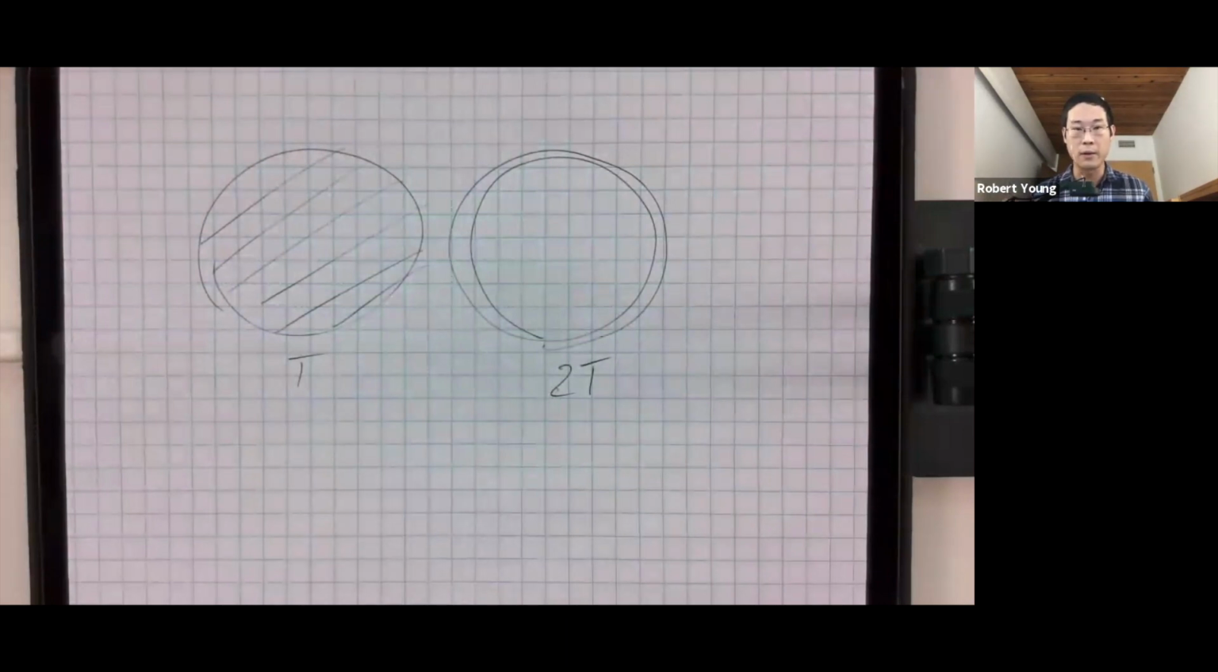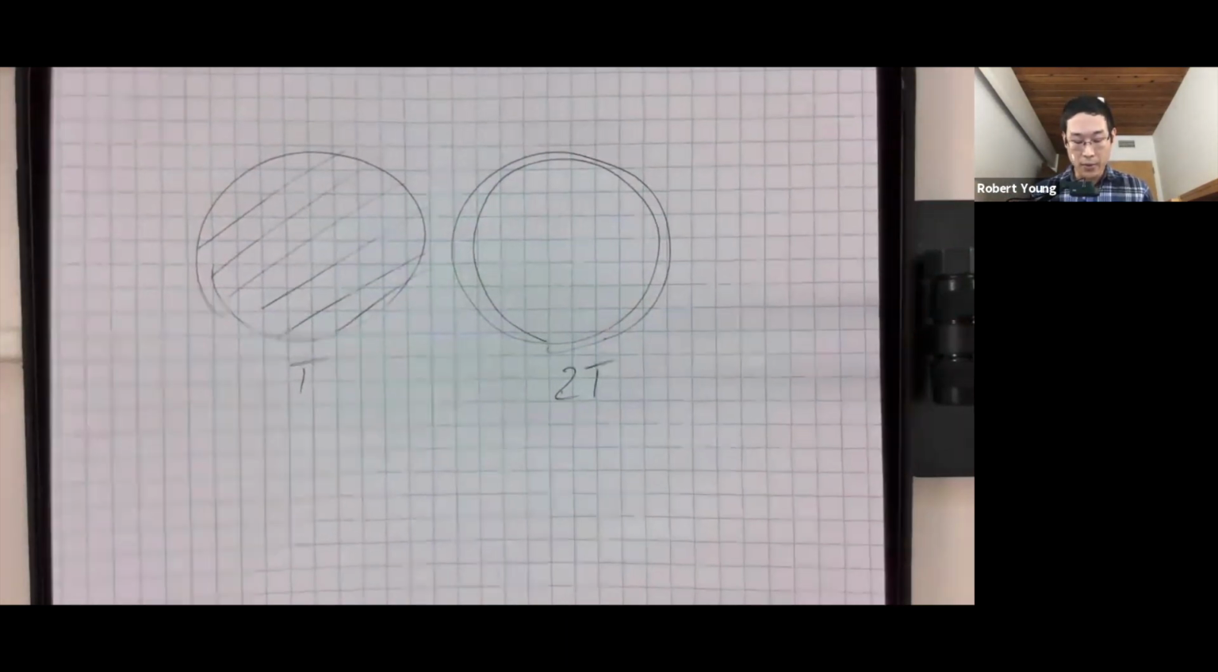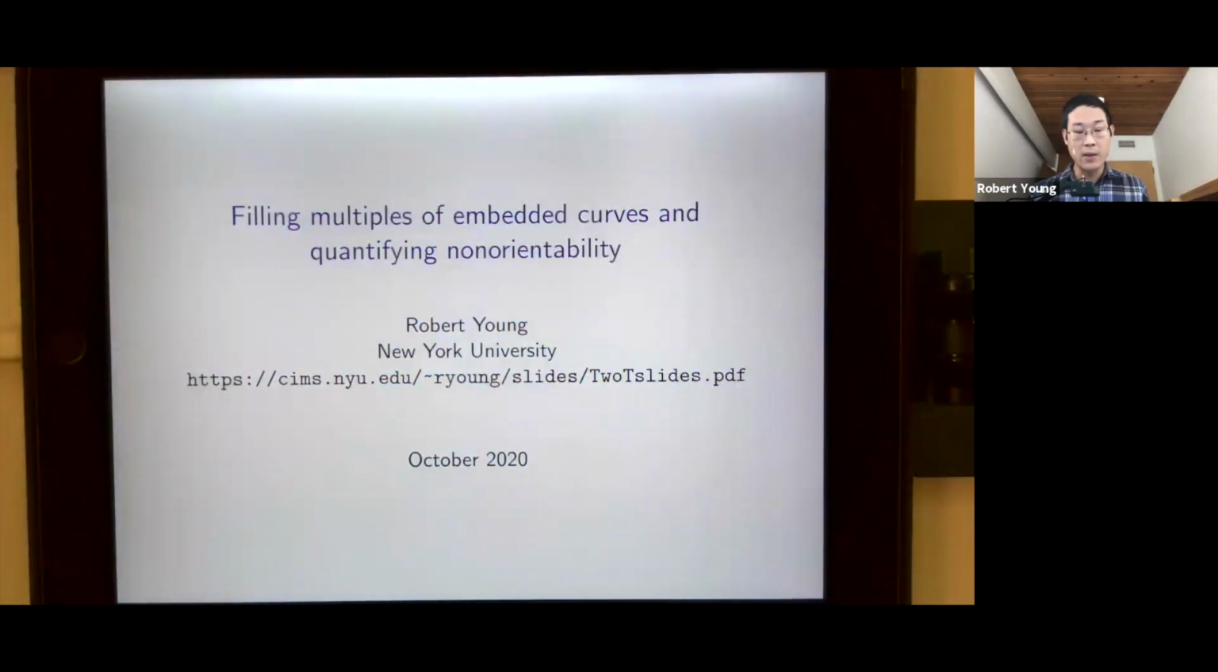The way non-orientability comes in is that L.C. Young's example was based on the fact that you can embed non-orientable surfaces in Rn. His example was a curve drawn on a non-orientable surface. And the fact that the filling area of that curve was so different from the filling area of its double is because of that non-orientability.